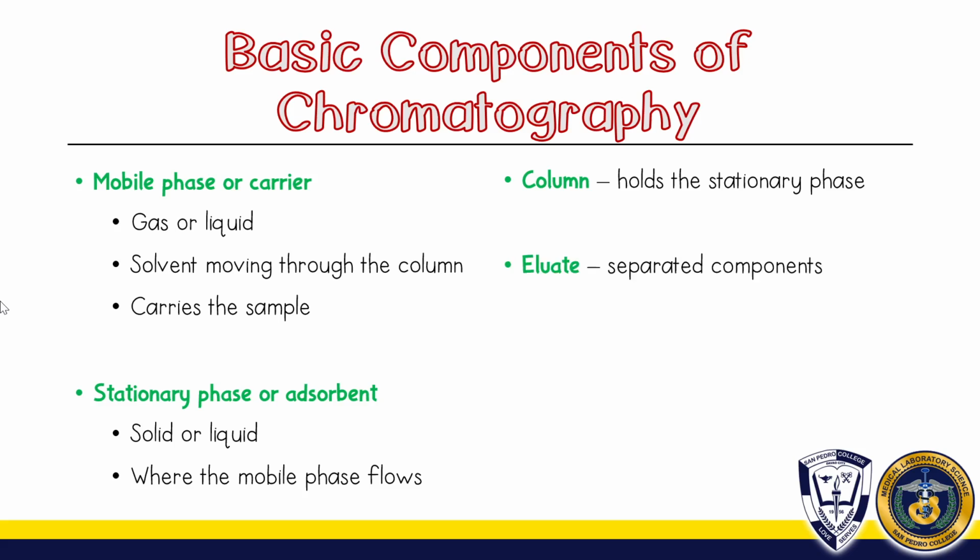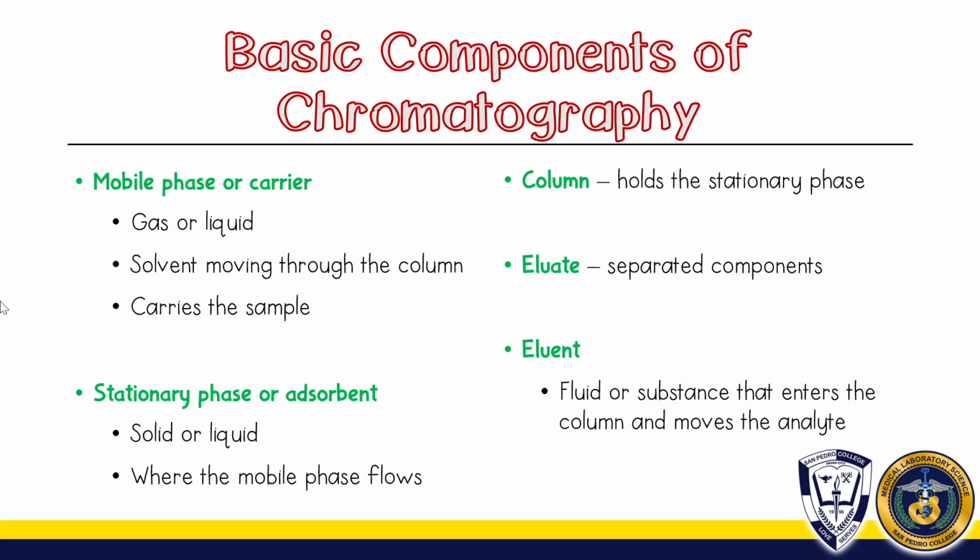Next is your eluate. Eluate is what we call your separated components. So once na separate ang mga components, again, eluate ang term, then you have your eluent. So careful ha, eluate, eluent. Eluent is the fluid or substance that enters the column and now moves your analyte. Now, syempre, si mobile phase carrier lang, what would actually help in the movement of your analyte and in the separation is your eluent.